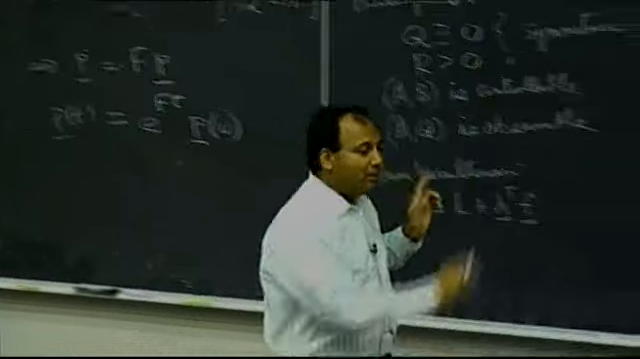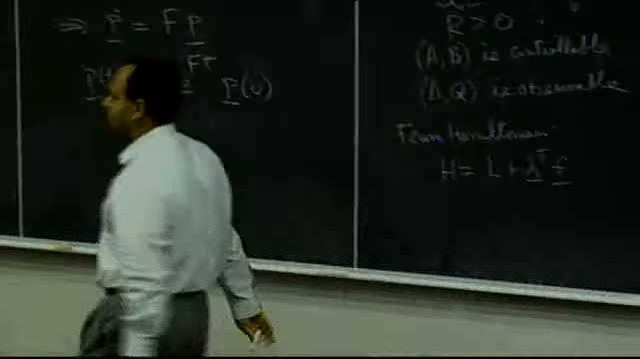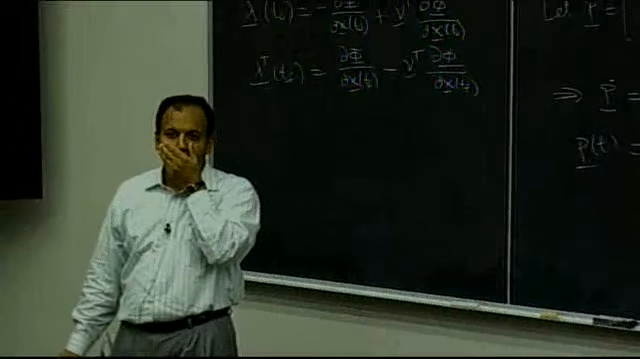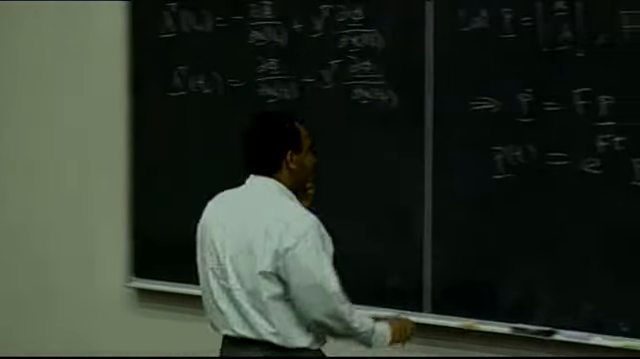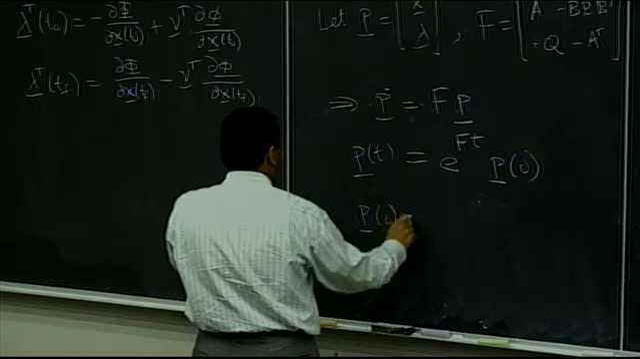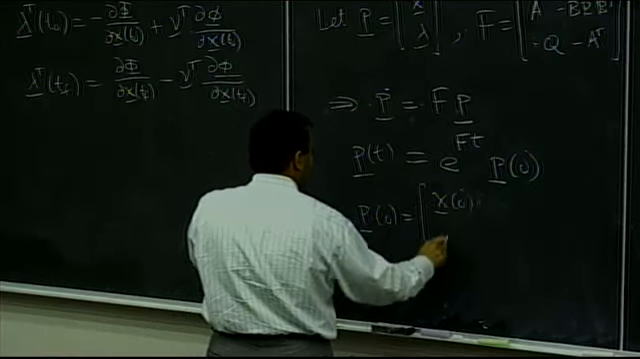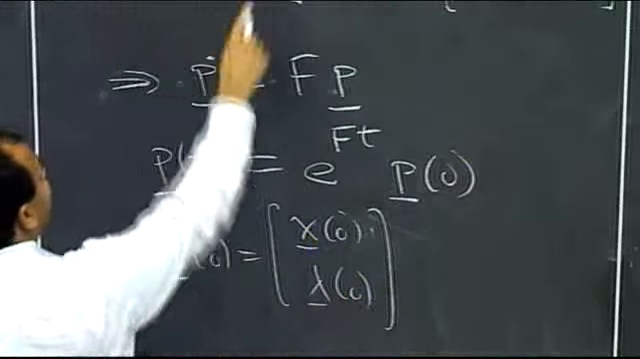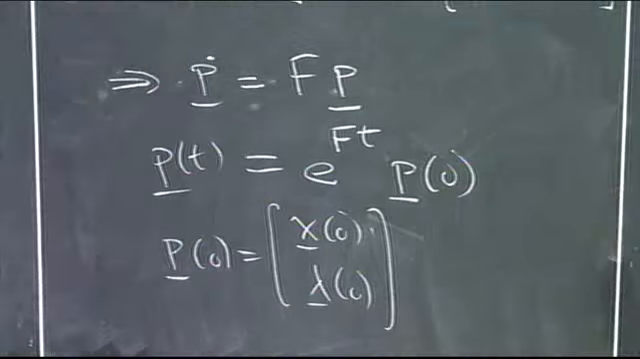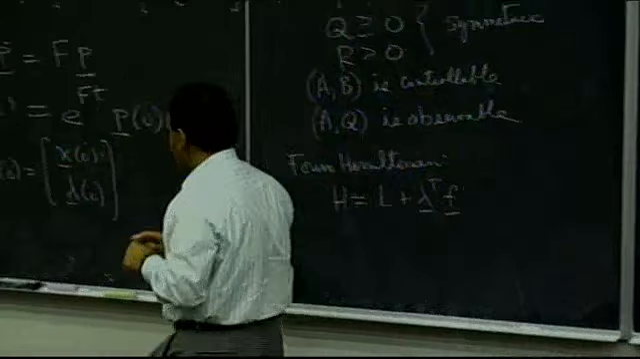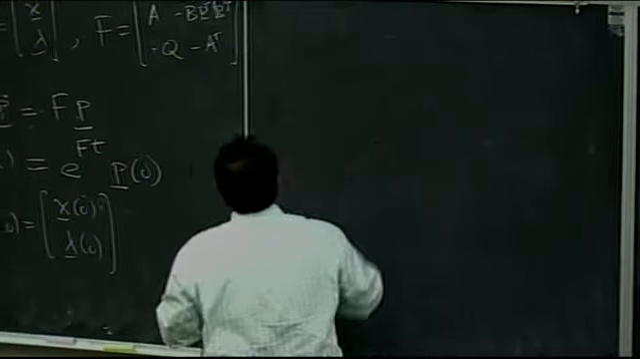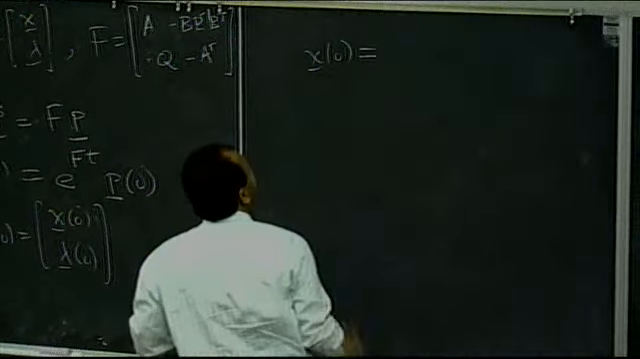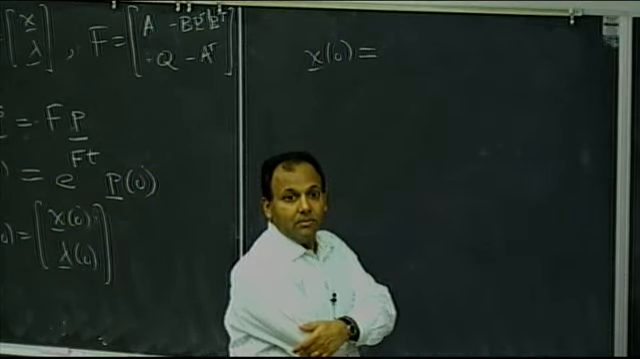Okay, so now look at this. What do I need in order to solve this equation? I need P0. What is P0? P0 is equal to x at 0 and lambda at 0, because I defined P to be x lambda. So tell me what they are. What's x at 0? It's x naught. It's given, right?